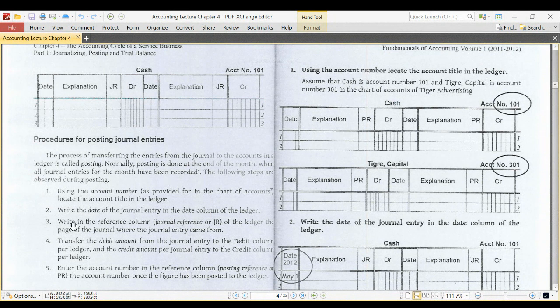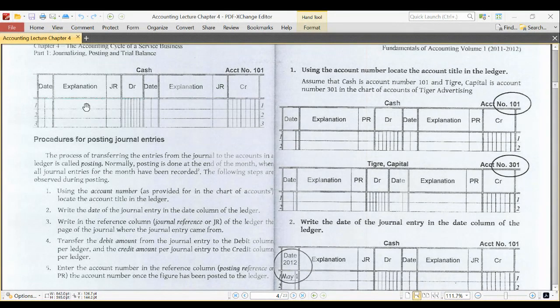And then, ano ba itong reference column? Yung journal reference, ilalagay mo lang kung anong page mo nakuha yung transaction na yan. Saan? Page ni journal. Kasi, yung general ledger, naka-refer yan sa journal. Diba? Kasi pinupost mo lang lahat ng mga entries from journal entries. Kaya kailangan may journal reference para madaling makita pag babalikan or pag i-audit.